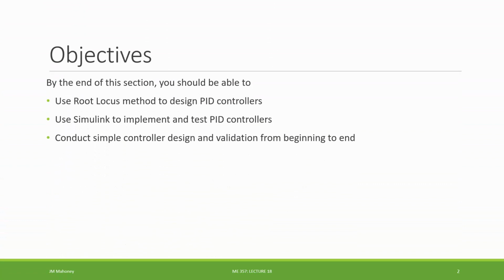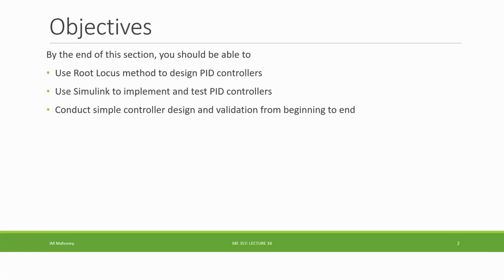As we've done previously, we will use the root locus method during our design process, and we will see the limitations of it, especially for the PID controller. And we're going to implement and validate our design within Simulink to get some numerical results and see how they match the theory. And again, we're going to go through an example from the beginning of controller design to the end.